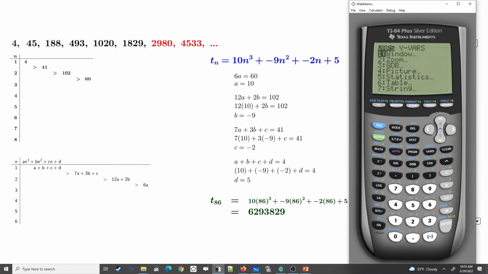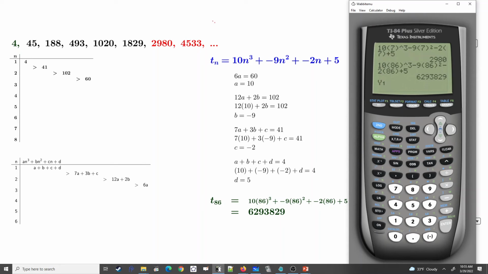Go hit your vars key. Go over to y vars. Go to function. Do you remember us putting it in graph y1? Choose y1.